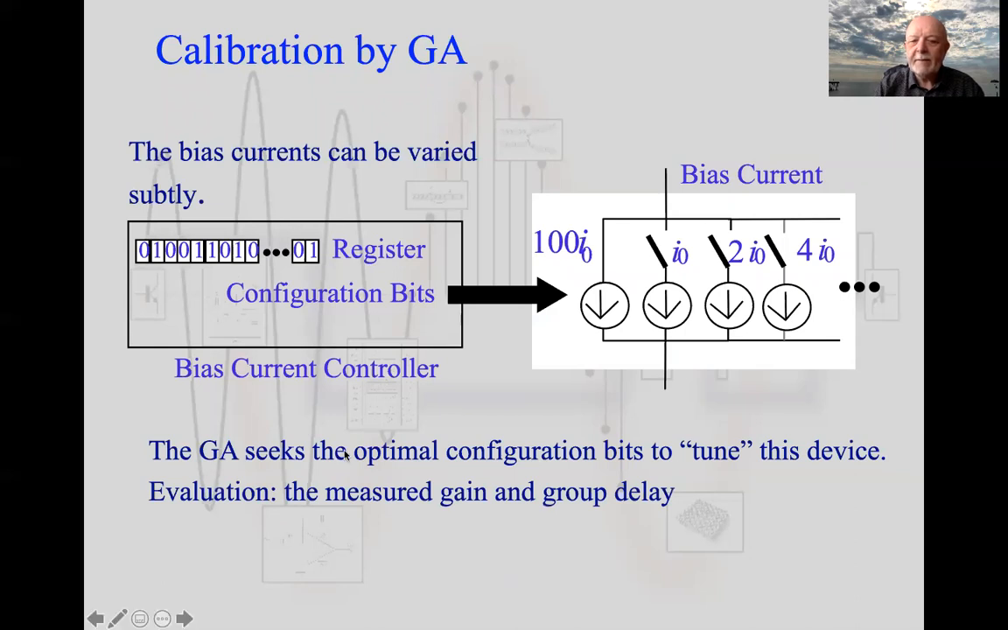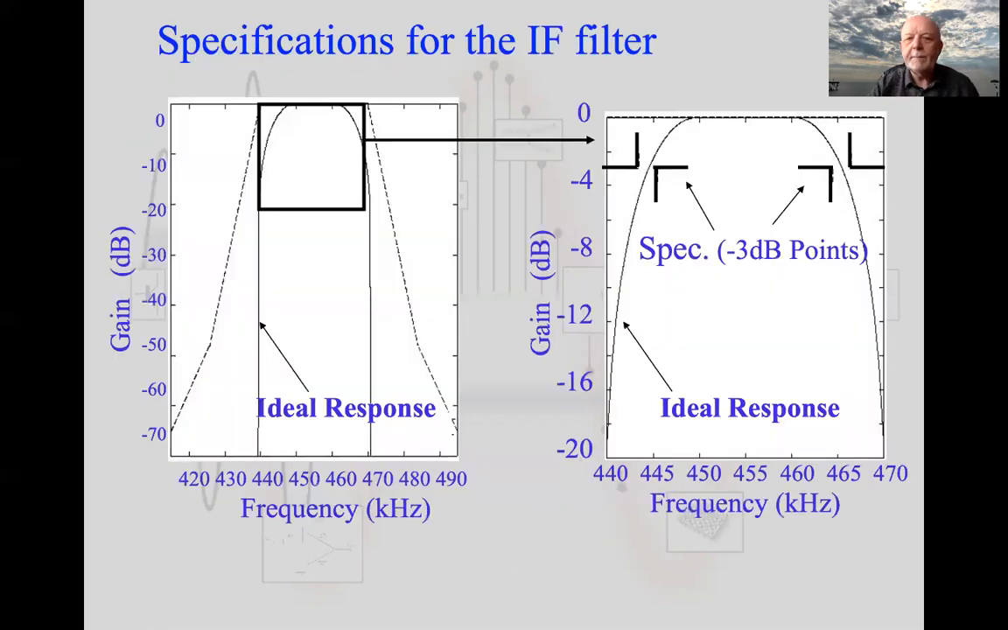The GA sought to optimize the configuration bits to tune these devices, and then measured the gain and the frequency response of these devices through the evolutionary loop. Here's a picture of what they wanted. This is the frequency range, in the kilohertz range, and it's a bandpass filter.